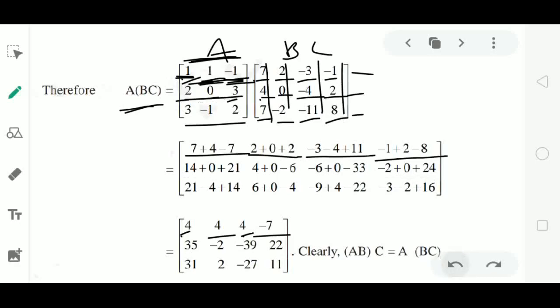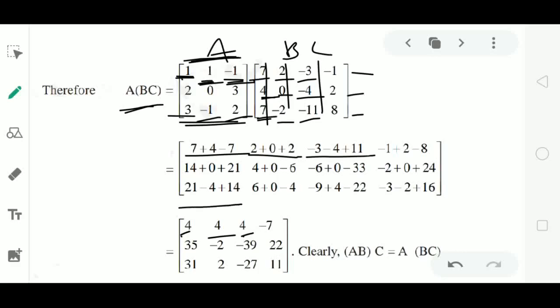Next, we consider the third row of matrix A. Third row, first column: 3 into 7 plus minus 1 into 4 plus 2 into 7, which is 21 minus 4 plus 14, which is equal to 31. Next, third row, second column: 3 into 2 plus minus 1 into 0 plus 2 into minus 2, which is 6 plus 0 minus 4, which is equal to 2.